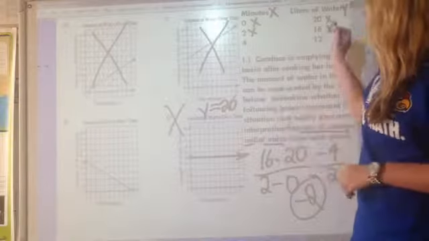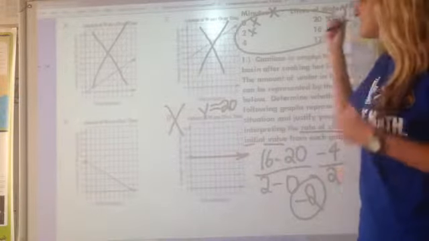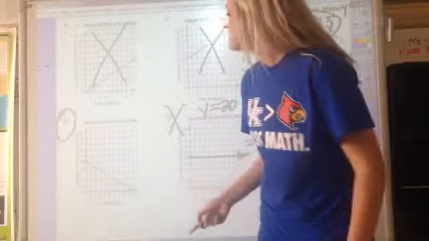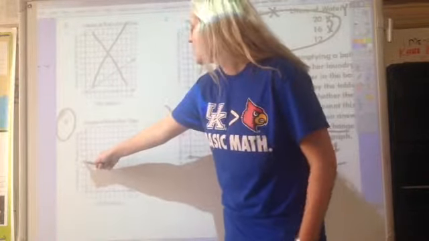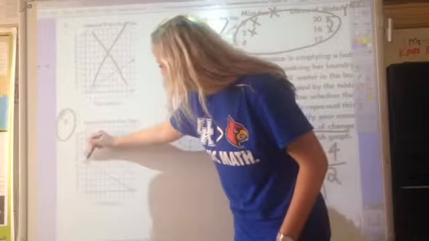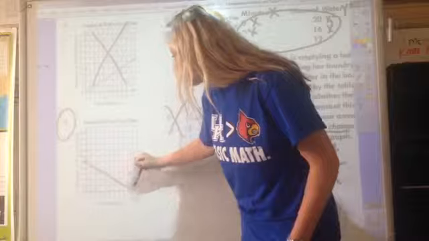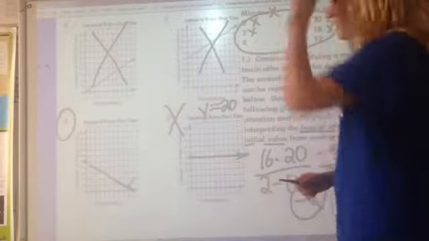But I know per the table that my amount is decreasing. So that's going to leave me with answer choice B, which makes sense because I have an initial value of 20, which is where my y-intercept is, and my line is decreasing. For every 2 minutes, I'm losing 4 liters of water.